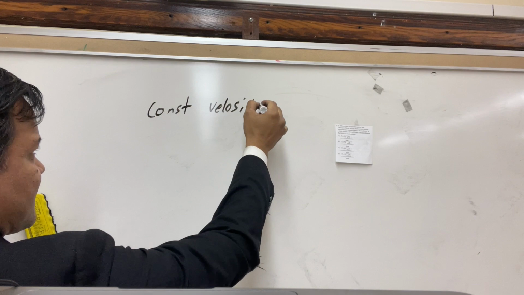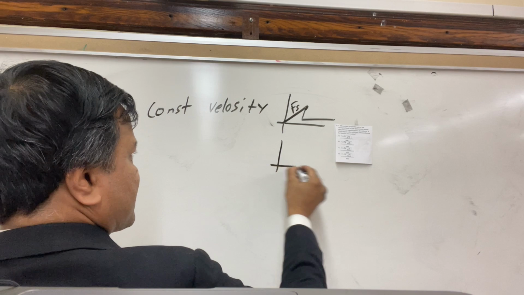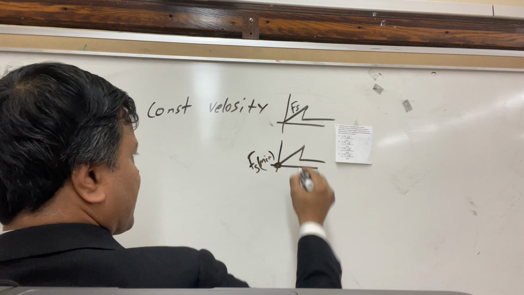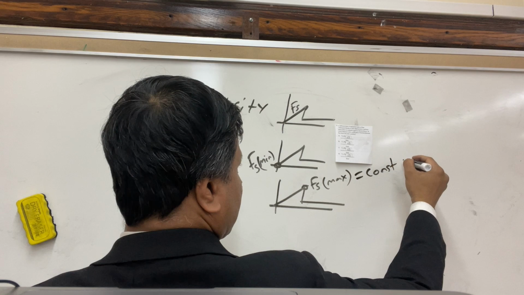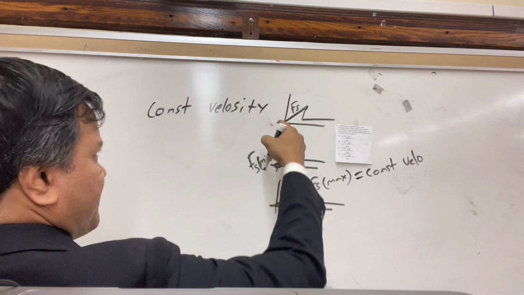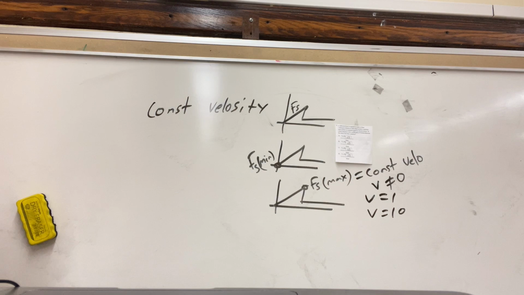A few things I want to mention is constant velocity. That means location 2. Well, the constant velocity at a diagonal line is constant velocity. The entire diagonal line is Fs. So this is Fs min and this is Fs max. Fs max is constant velocity. Fs min is also constant velocity. Fs, the entire thing, is constant velocity, but at Fs max the velocity is not zero. Velocity can be 1 or 10 or 100, doesn't really matter. Okay. Constant velocity, Newton's first law. So this problem falls at location 2.